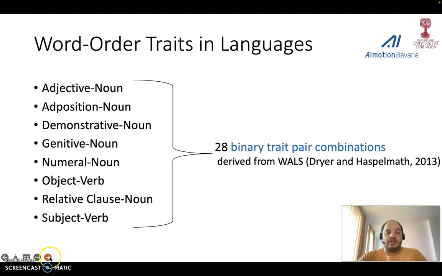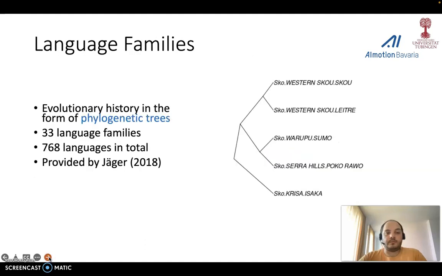Here you can see the 8 word order traits we were looking at, always framed as binary traits and always looking at them in pairwise combinations. The evolutionary history we included in the form of phylogenetic family trees, as you can see here, for example, a tree for the Austronesian language family.